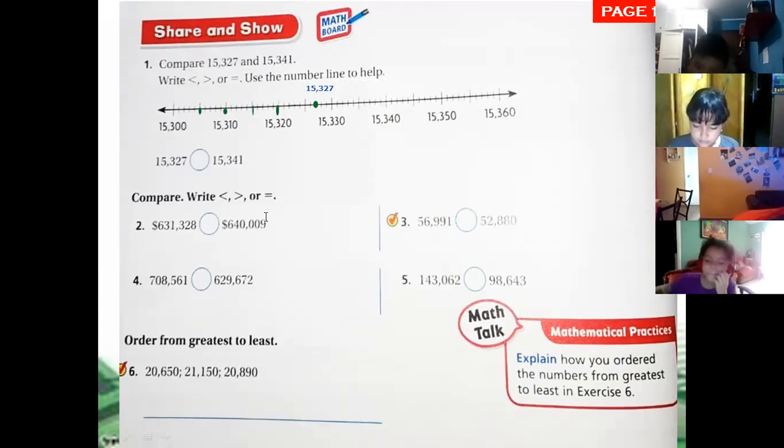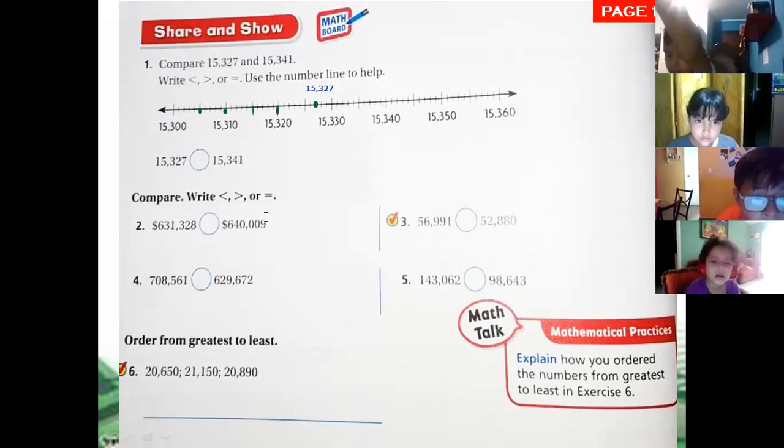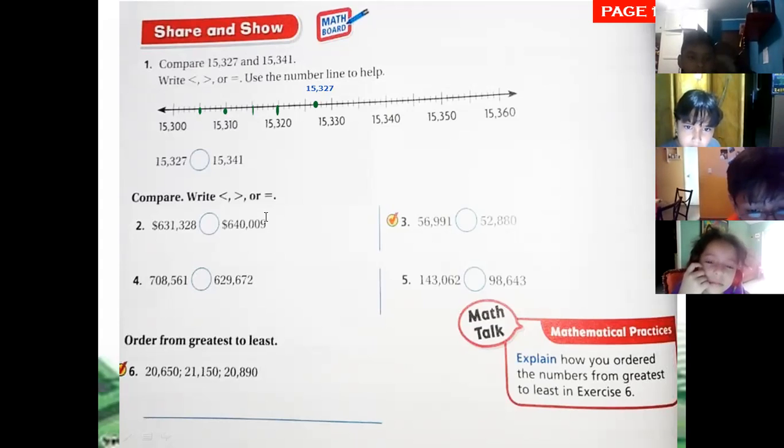Okay, so let's now find the next number that we need to place in our number line. What is the next number that we need to place in the number line? 15,341. Okay, can you tell me where 15,341 is? Diego, can you point that? Miss, I know. Can I put it, Miss? Okay, we are gonna let Diego do it, okay?